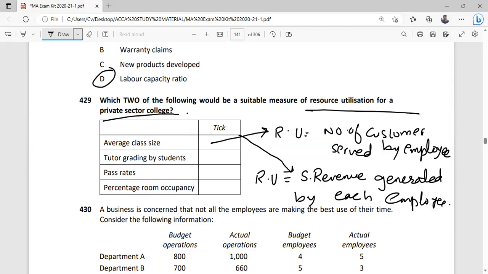Tutor grading by student, it is not part of the resource utilization. Pass rate is not. Percentage room occupancy, how much room is occupied. So what does it mean? It means number of customers served by each employee. So these are the two measures. Any question?